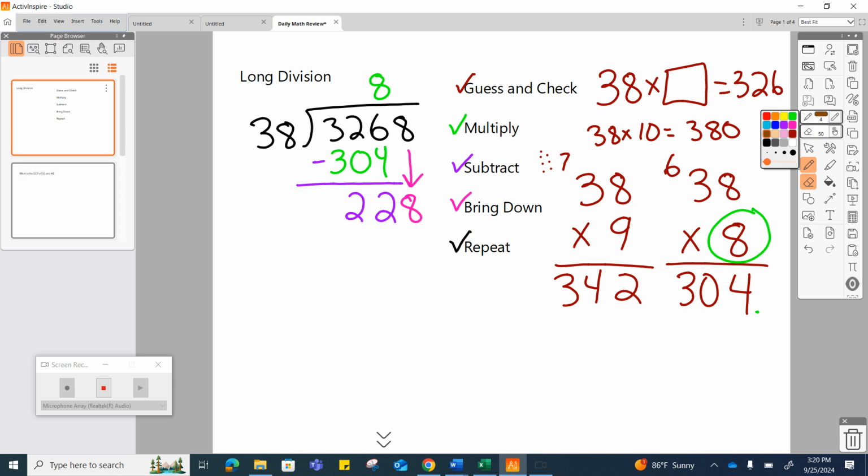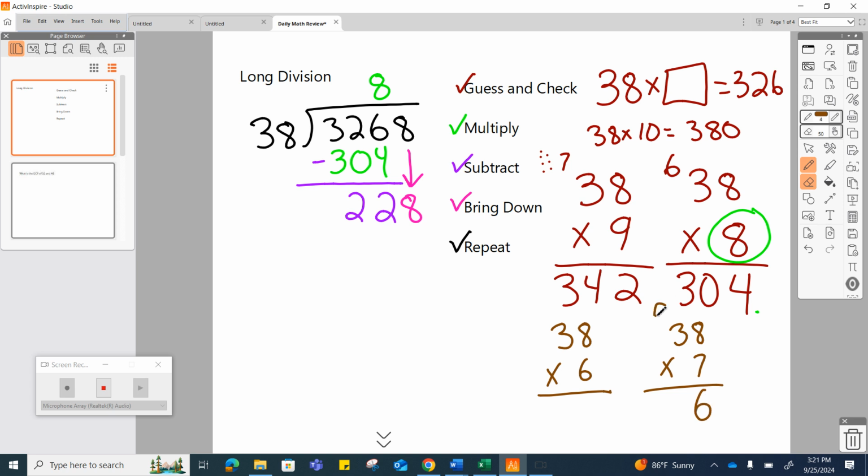3 goes into 22. Well, I could do 6. 6 times 3 is 18. 3 times 7 is 21. Might be a little close. So I could try 38 times 6, or I could try 38 times 7. I think it's got to be 6, but let me just show you what happens if I try 7. 38 times 7. 8 times 7 is 56. Oh, 21 plus 5. That's going to be too big. So let's try 38 times 6.